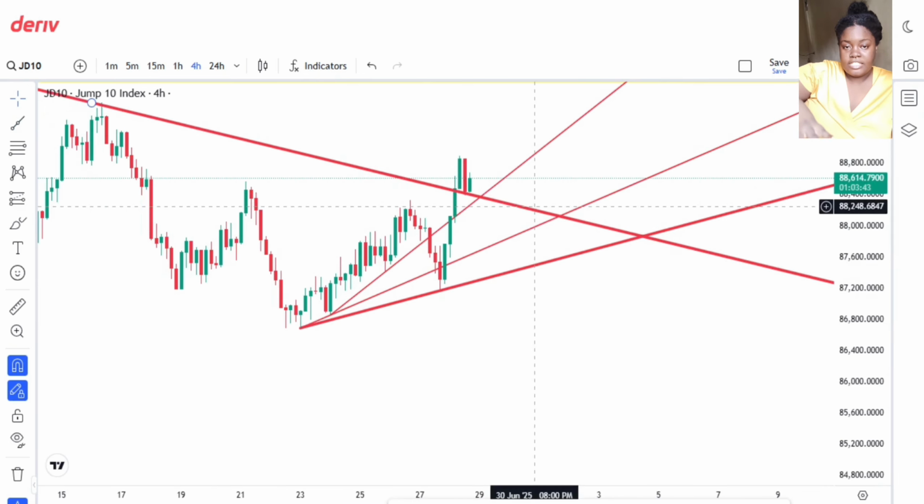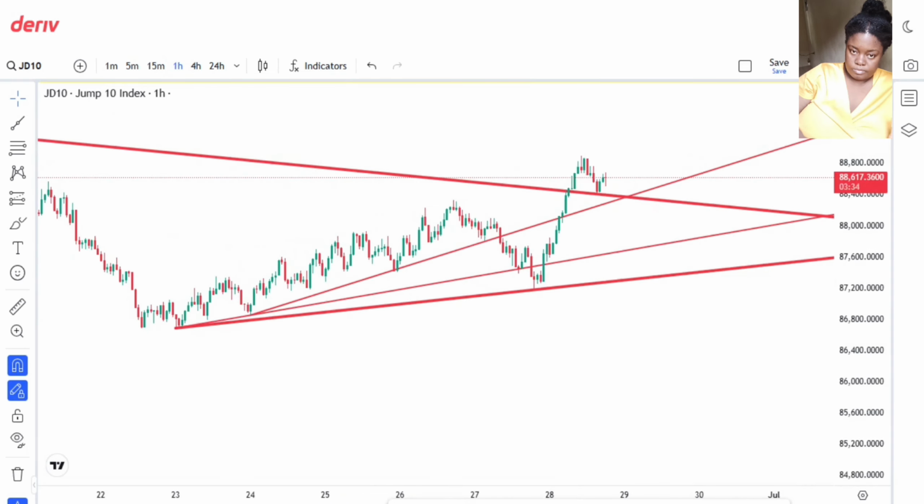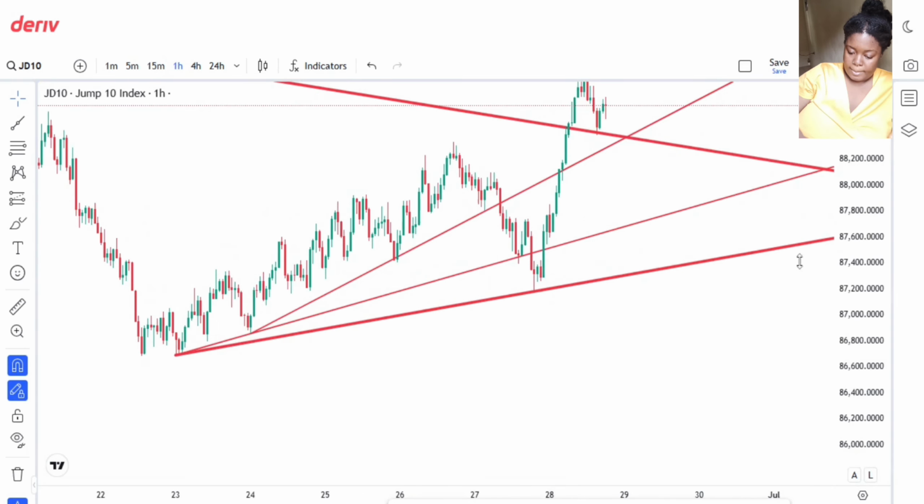The entry, I saw the setup on the 4-hour, the entry was on the hour. So let's go lower. Okay, let's adjust this.